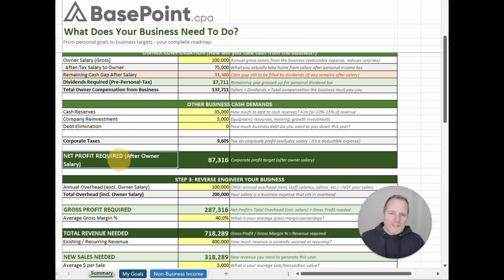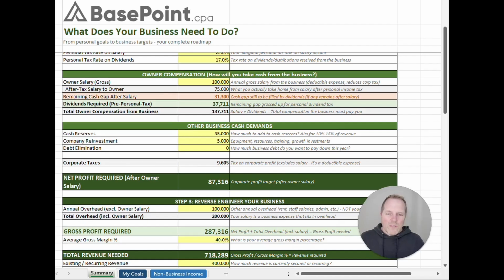which means your total amount of profit after your owner's salary in the business is going to be $87,316, which accounts for the corporate taxes that you will also be paying on the dividends that you're going to be paying yourself out, as well as cash reserves and the company reinvestment, right? Because that's all going to be profit. You're going to be taxed on that with your corporate tax rate that you determined up here. So that's calculated down here. And so your net profit required is going to, in this case, be $87,316.